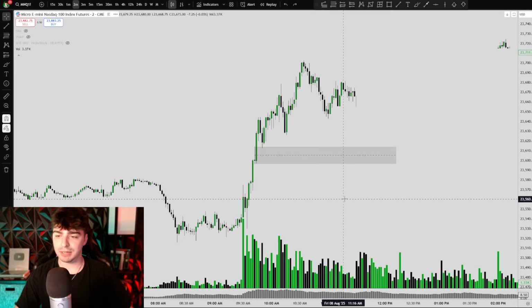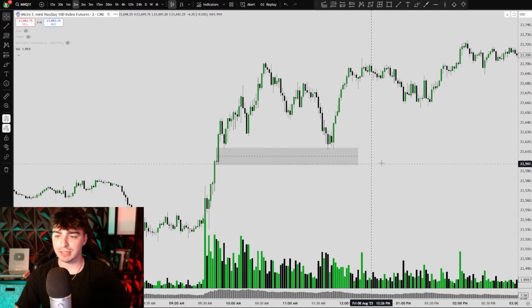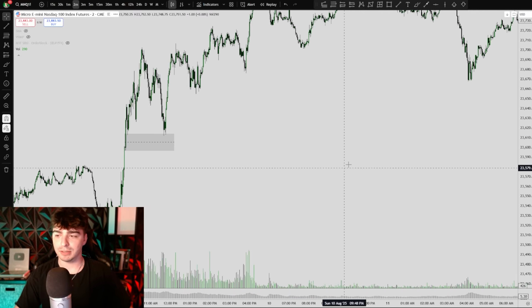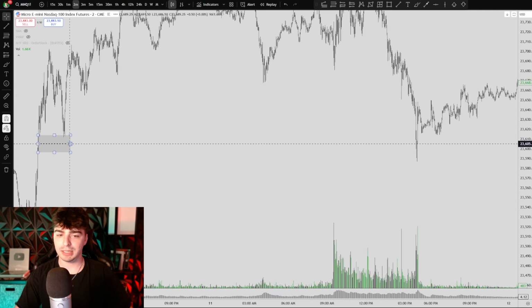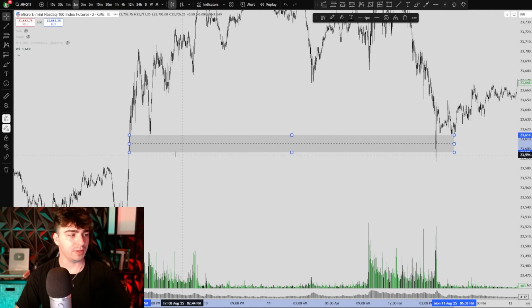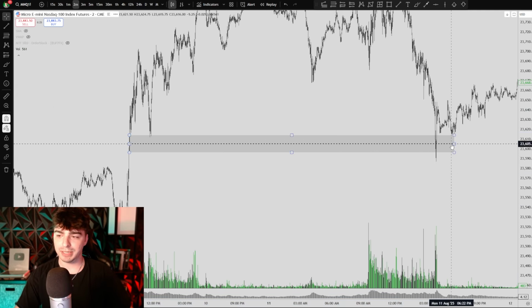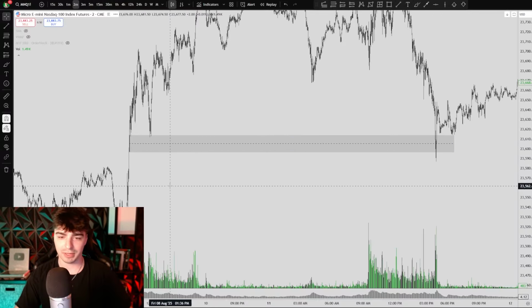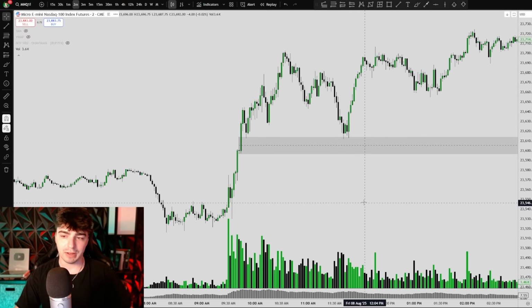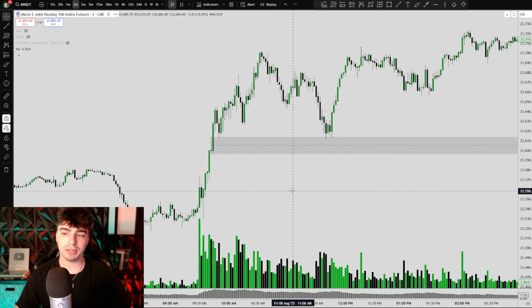So who knows? Let's see if this area of demand actually gets revisited a second time at some point. Let's see, and it does, all the way over here. And you can see it doesn't hold perfectly, but it still offers a small reaction after getting kind of wicked through. So that is the power of a level of demand. Now let's take a look at a level of supply.